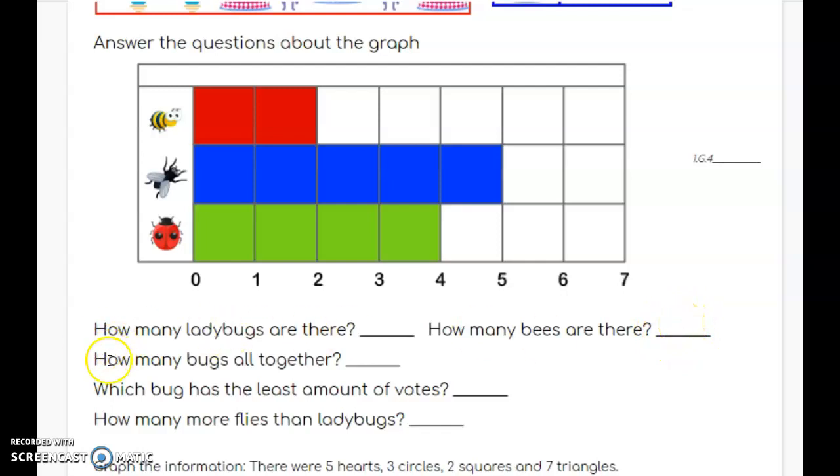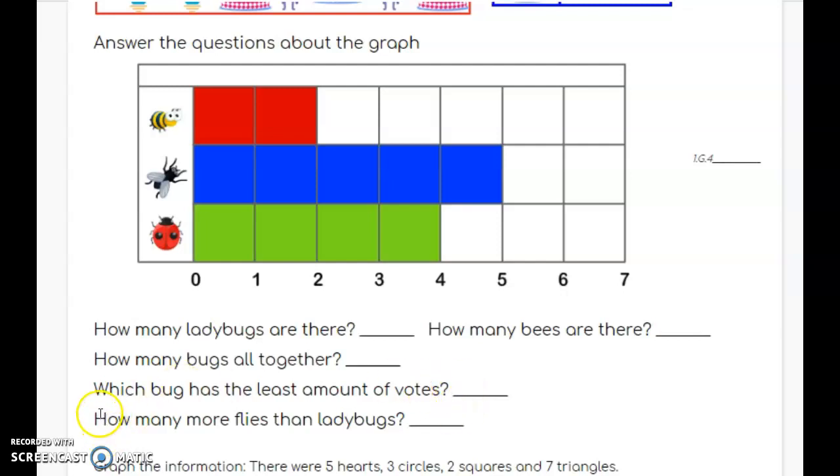The next one says, how many bugs all together? Look up at the graph, count, and write your answer here. The next one says, which bug has the least amount of votes? You're going to write your answer here. I need the word of the bug, not a picture, the word. Sound out the best you can.